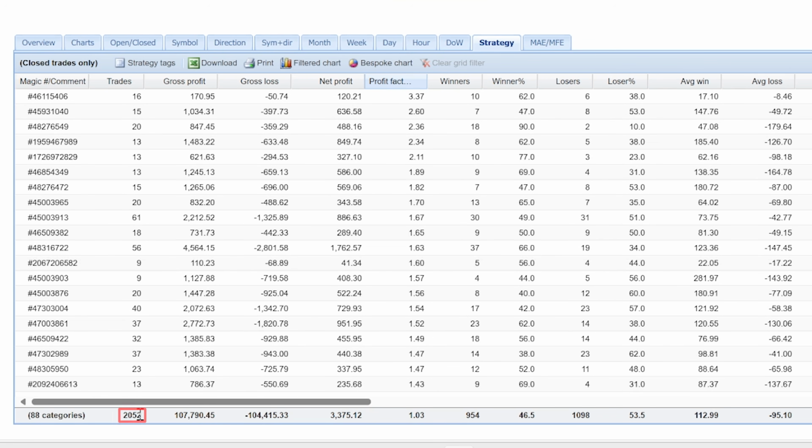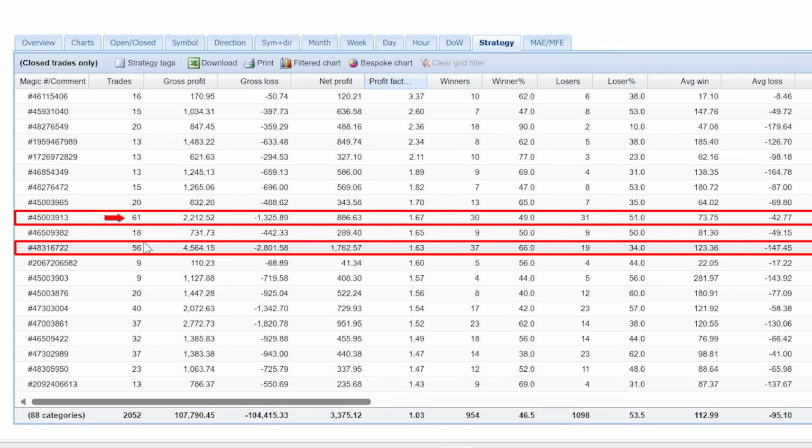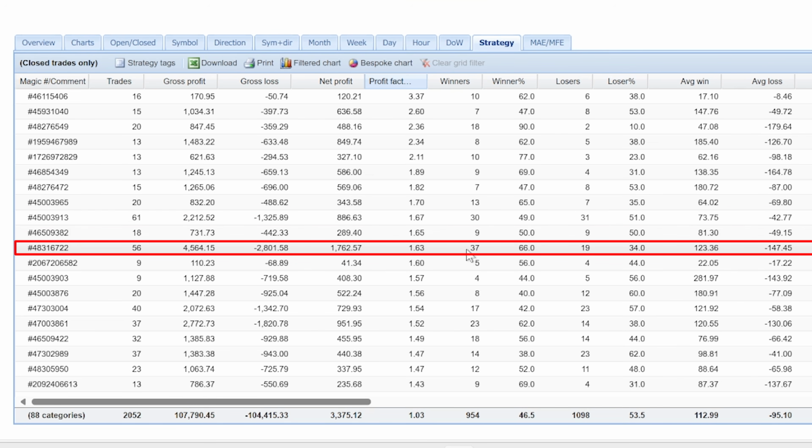So you can see we've got about 2,000 trades overall for all of them, but I want to see something with usually more than 30 trades, I like to see that for the stats. So we've got the best profit factors here, but two strategies with only 61 and 56 trades. And I prefer a higher win rate strategy really. 60, 70% I really like, and that's what we've got here. So I'm going to select this strategy and copy that magic number.